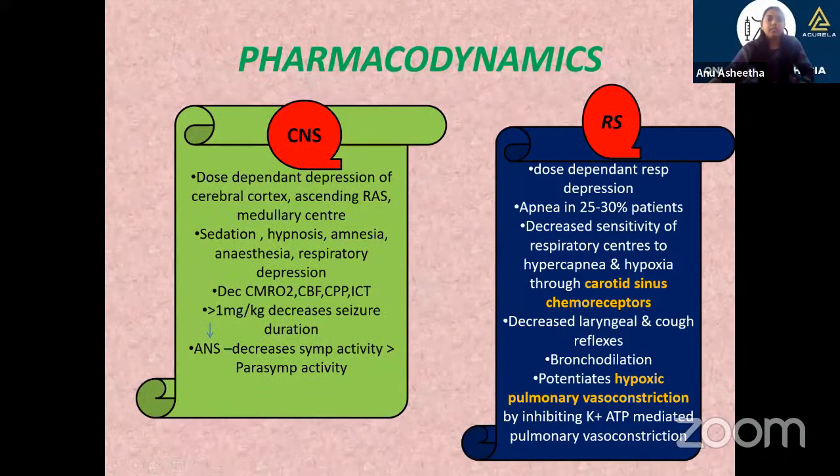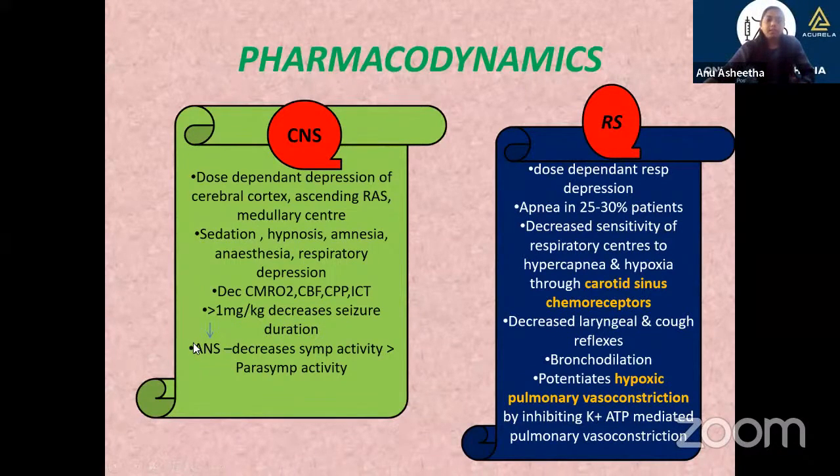So, pharmacodynamics. In the central nervous system, it causes dose-dependent depression of the cerebral cortex, ascending reticular activating system and medullary centers. It causes sedation, hypnosis, amnesia, hence rightly named the milk of amnesia. Anesthesia, and then respiratory depression. It also reduces the cerebral metabolic oxygen requirement, cerebral blood flow, and cerebral perfusion pressure, and hence reduces the ICT. It is also a proconvulsant, but that is seen at greater than 1 mg per kg. If it is given, it decreases the seizure duration. This is due to the metabolite quinol.